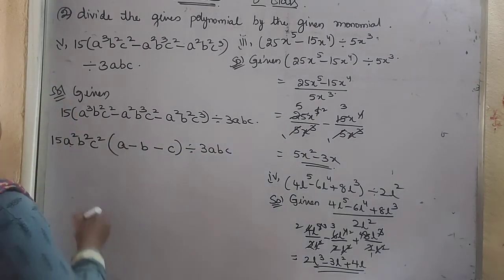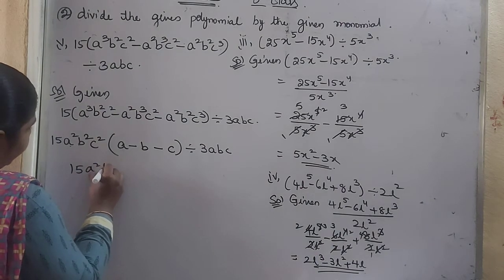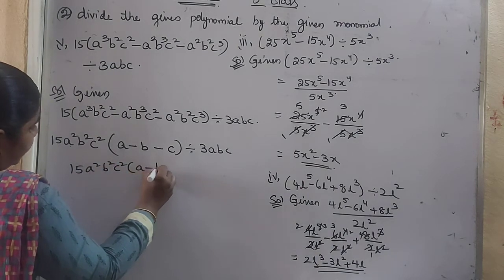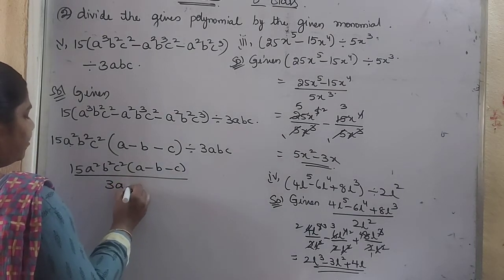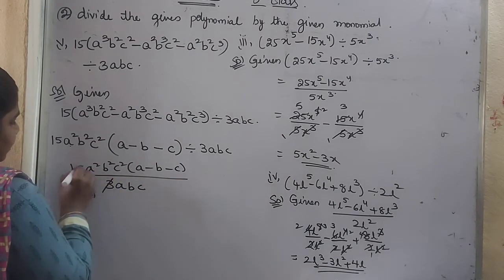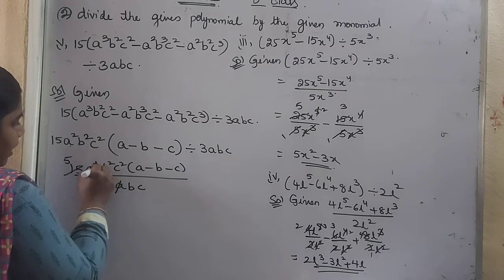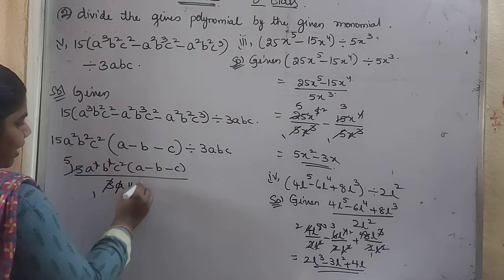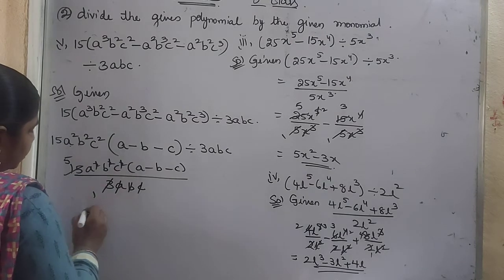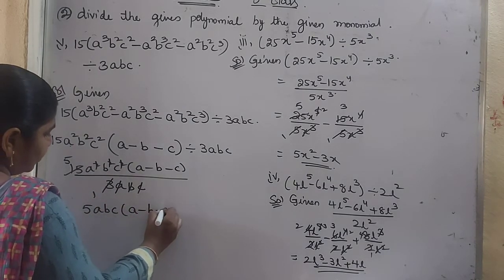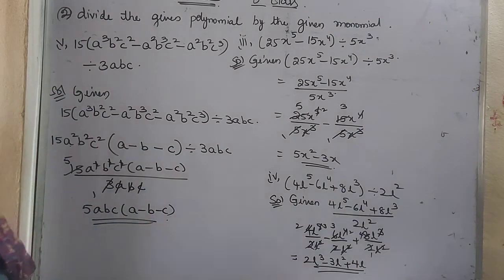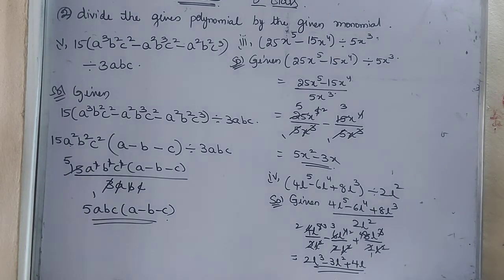Now divide the terms. 15a square b square c square into (a minus b minus c) divided by 3abc. 3 ones are 3, 3 fives are 15. A will get cancelled, B will get cancelled, C will get cancelled. So the answer is 5abc into (a minus b minus c). So this is our final answer. Okay, so this is our fifth solution.